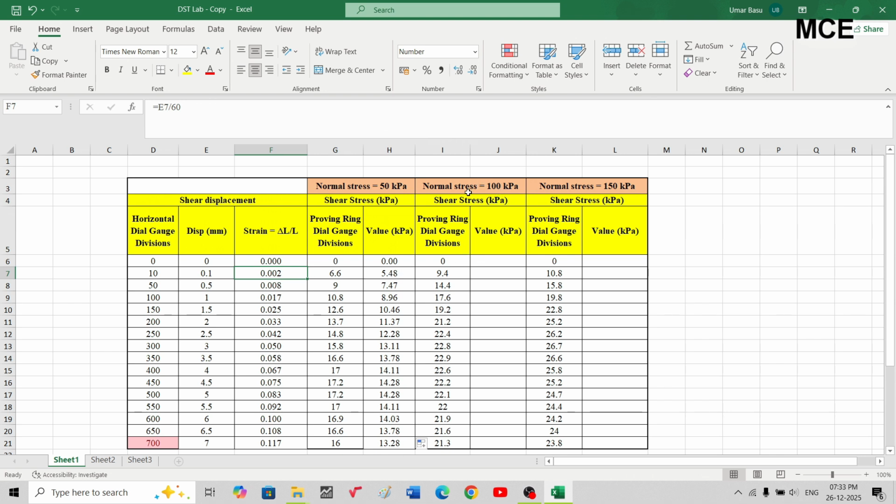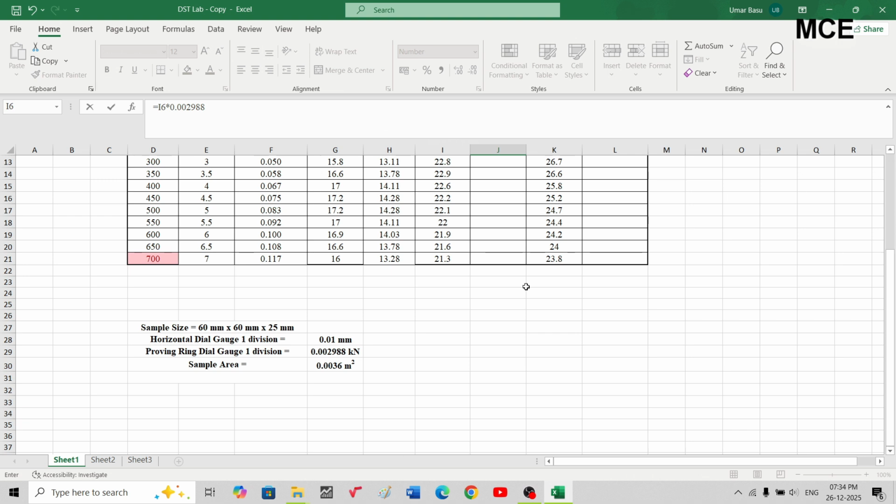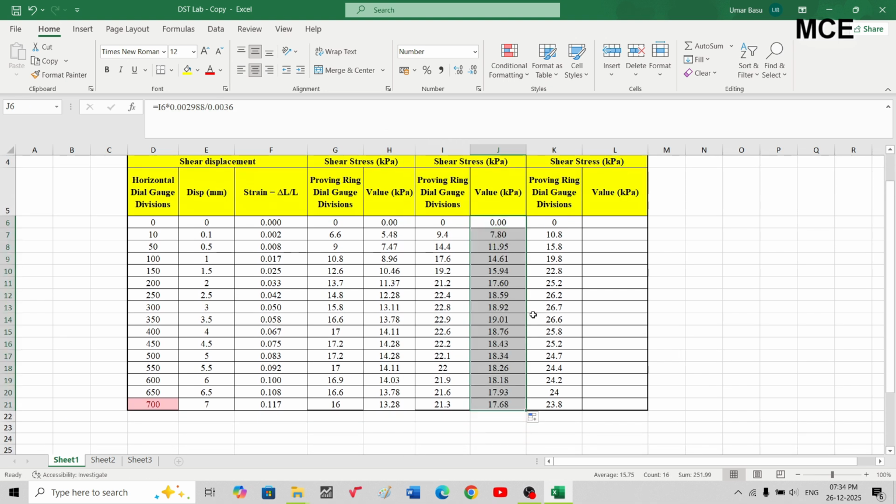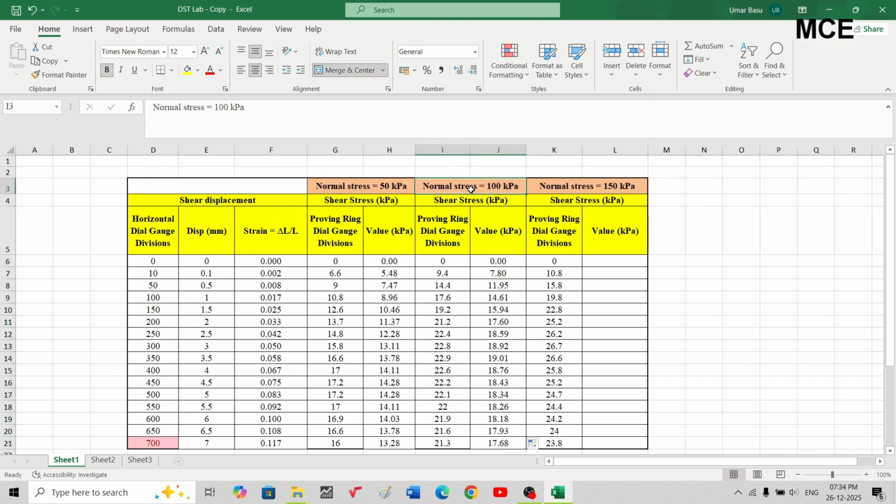Similarly, for the normal stress of 100 kilopascal, it's the same procedure: proving ring dial gauge multiplied by 0.02988, divided by 0.0036, which is the value of the stress in kilopascal. Select the cell and drag it till the last row. Excel will automatically calculate the value of the shear stress for the rest of the proving ring dial gauge readings when the normal stress in the sample was 100 kilopascal.